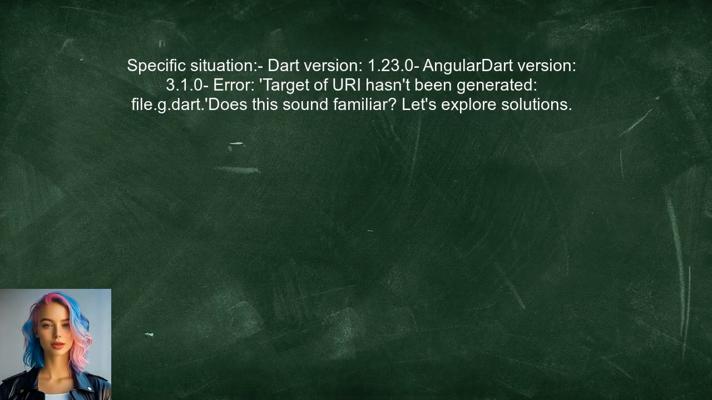Let's dive into the specific situation at hand. One user reported that they are using Dart version 1.230 and Angular Dart version 3.1.0. They encountered the error message stating target of URI hasn't been generated, file.g.dart. Does this sound familiar? If so, let's explore the possible solutions.